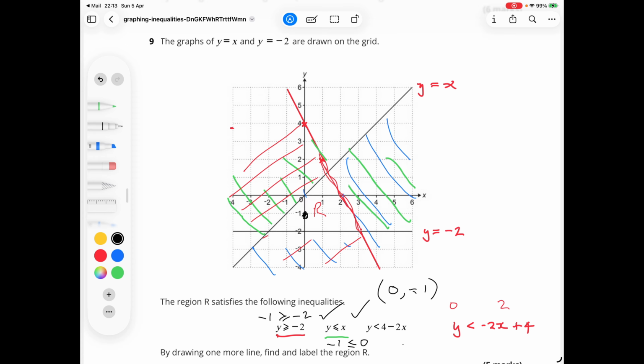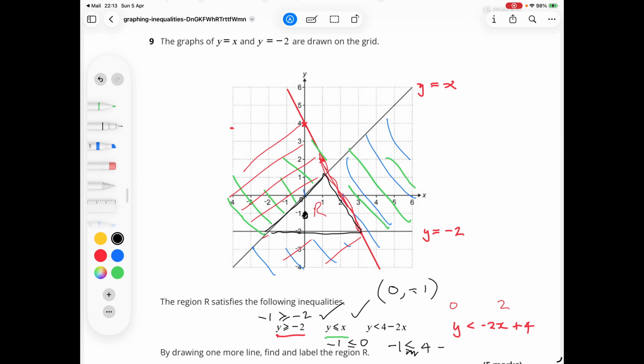And now if we put in minus 1 is less than 4 minus whatever it is, 0. So that is also true. So this area here is correct for that.